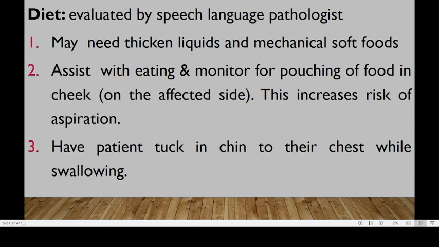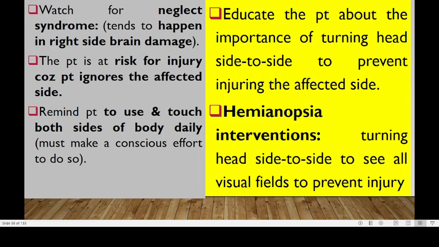These patients may need thickened fluids and mechanical soft foods, assistance with eating, and monitoring for pocketing of the food, because pocketing will increase the risk for aspiration. So remember to ask the patient to tuck the chin to the chest, especially when swallowing, to reduce the risk of choking.